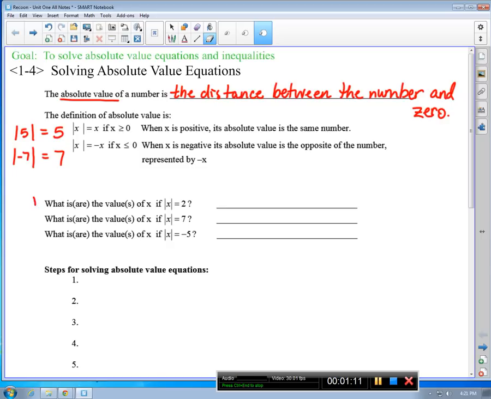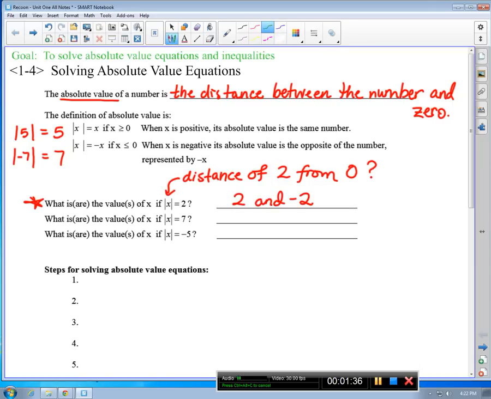What is, or what are, the values of x if the absolute value of x equals 2? So we're saying what numbers have a distance of 2 from 0 on the number line. 2 and negative 2. And you probably know already the absolute value of 2 would be 2, and the absolute value of negative 2 would be 2. What is, or what are the values of x if the absolute value of x equals 7? 7 and negative 7.